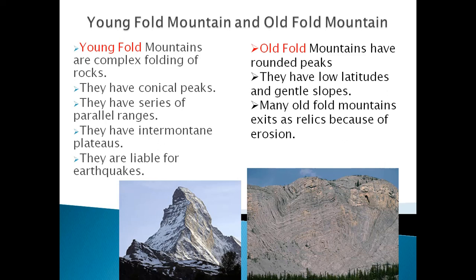Young fold mountains also have intermountain plateaus. An intermountain plateau is a plateau surrounded by mountains on all sides. A plateau is a tableland, that means a land that is just elevated and surrounded by mountains. That is called an intermountain plateau.